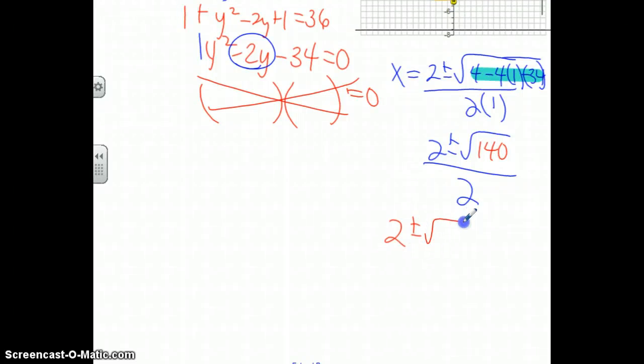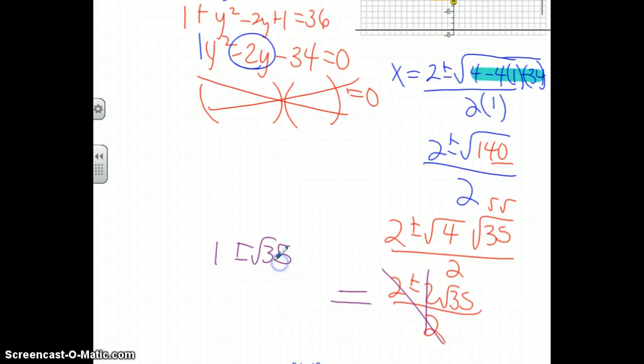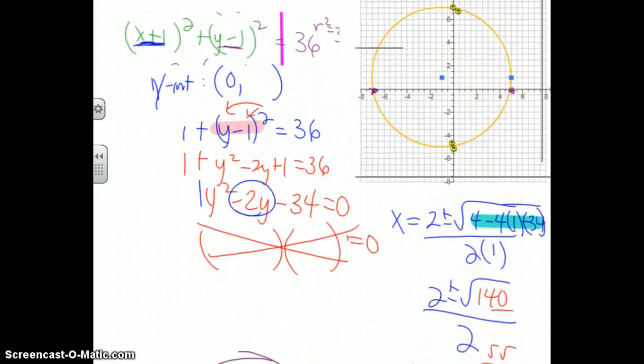to 2 plus or minus the square root of, I think, 4, because the last two digits divide by 4. So 140 divided by 4 is 35, which I don't believe we can break down into a perfect square again. All I have is 5 and 7. So this is really 2 plus or minus 2 square root of 35 divided by 2. And I'm not going to cancel part of a sum, but I'll cancel both terms. So my final answer is 1 plus or minus the square root of 35. And the plus or minus gives me the two solutions that we thought there were for the y-intercept.